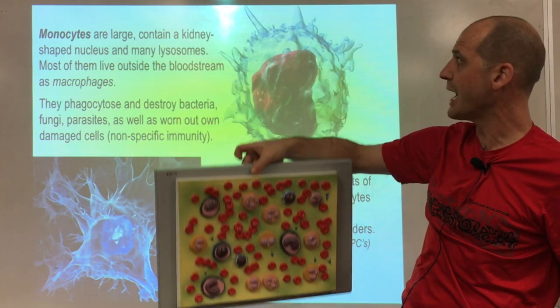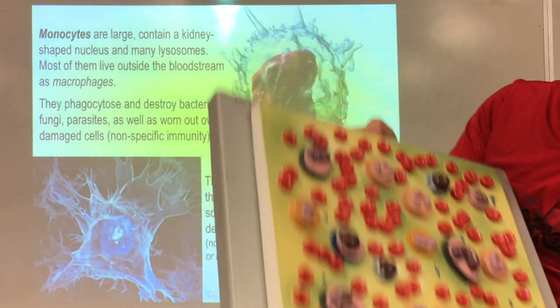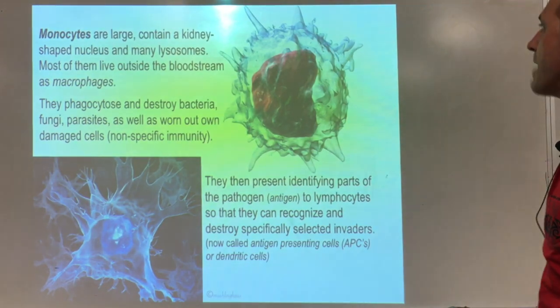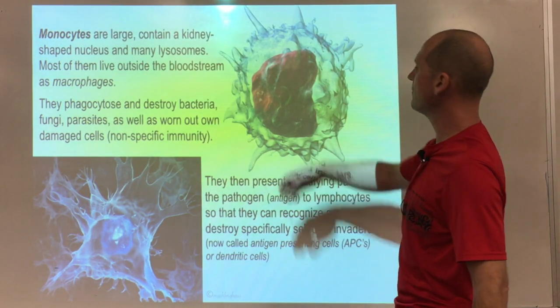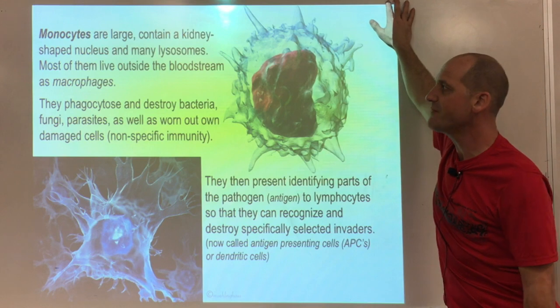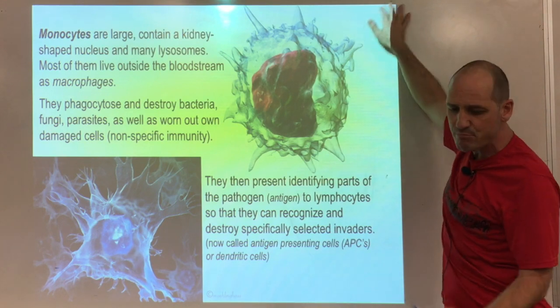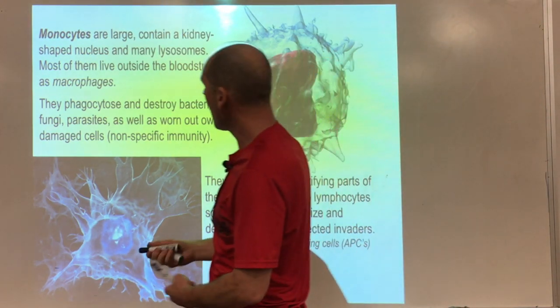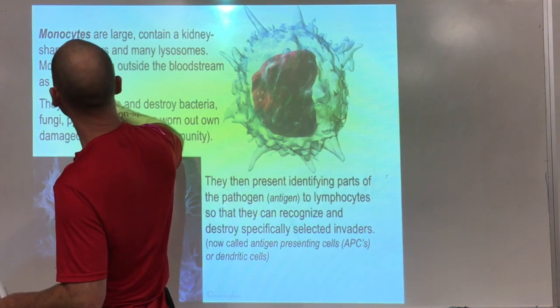They're big. Monocytes. They're large. They have a kidney-shaped nucleus. They have many lysosomes in them. They look very pretty. They mostly live outside of the bloodstream as macrophages. And macro means what? Big or small?